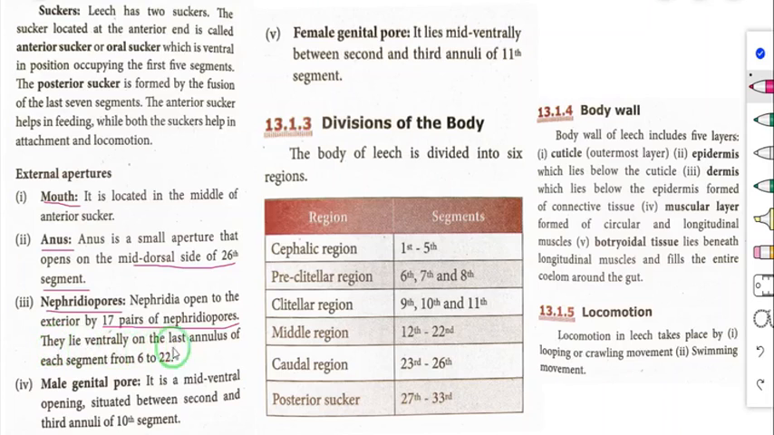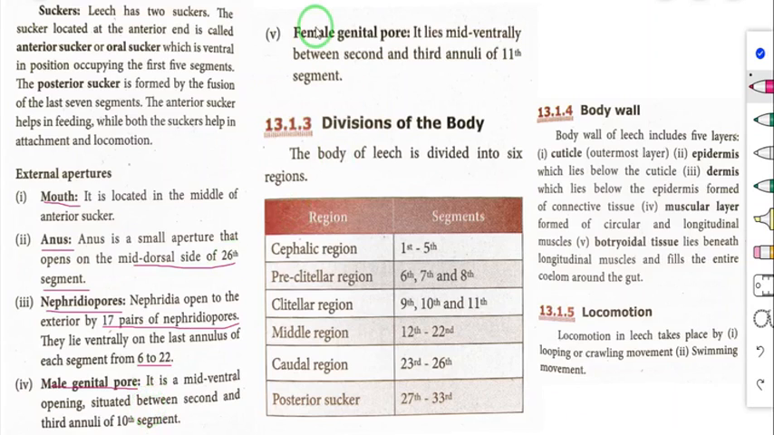They lie ventrally on the last annulus of each segment from 6 to 22. So they lie on the ventral side, on the last annulus of each segment from 6 to 22 segments. The fourth one is the male genital pore. So male genital organ, male opening. It is a mid-ventral opening situated between the second and third annuli of the 10th segment. So this male genital pore is present in the 10th segment.